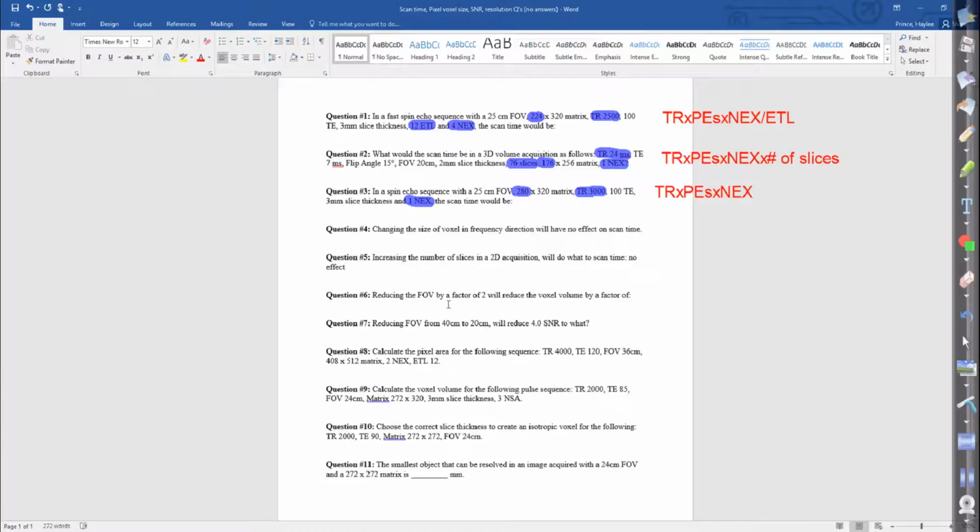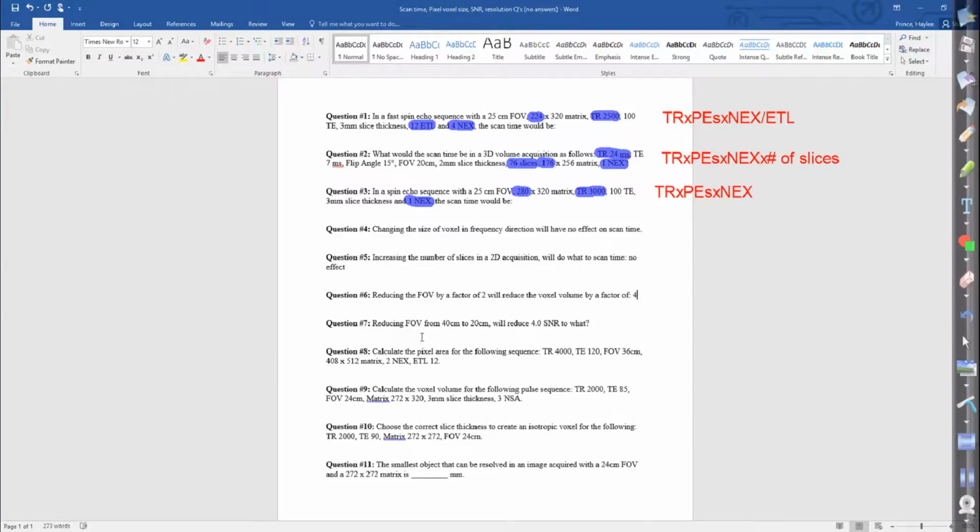All right, number 6, reducing the field of view by a factor of 2 will reduce the voxel volume by a factor of, what's the answer there? 4, because remember, field of view is both sides. So you're dealing with both sides, the height and the width of that voxel.